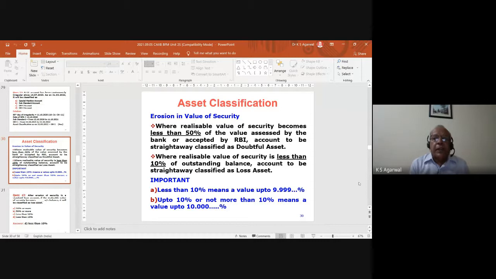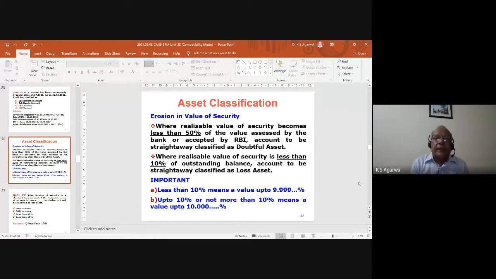As against this, if my realizable value of security is less than 10% of outstanding balance, this account will be classified as loss asset. So two distinctions are to be made. In case of doubtful, this 50% is vis-a-vis the value of security. And in case of loss asset, this 10% is vis-a-vis outstanding balance. If it is less than 10% of outstanding balance, then it becomes loss. If it is less than 50% of the value accepted by me last time, then this account will become doubtful.